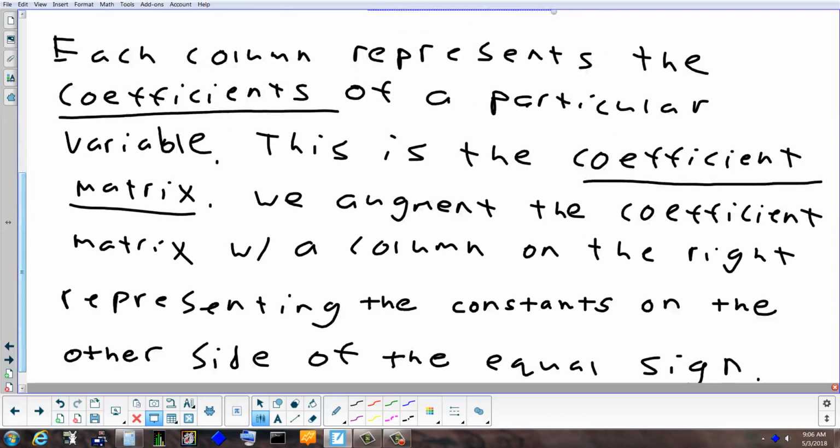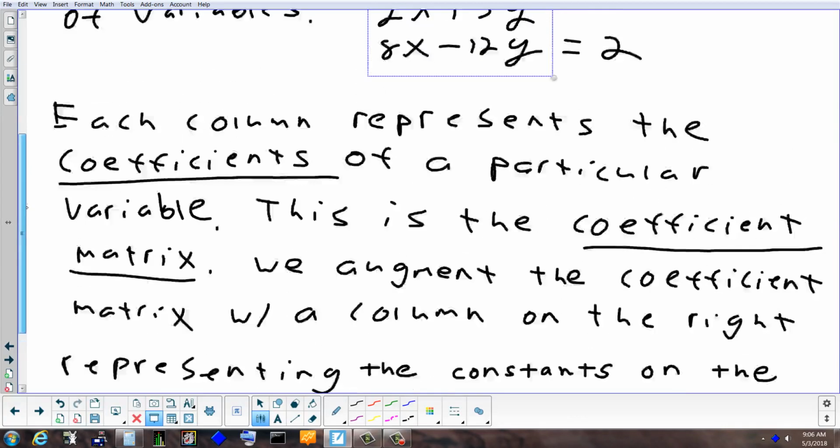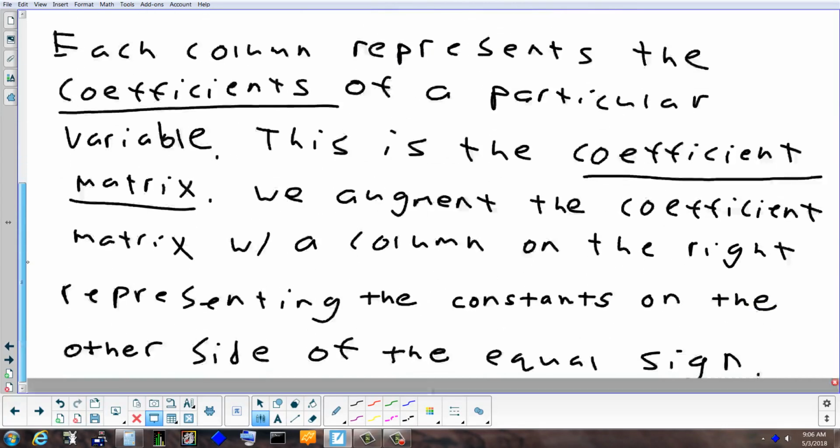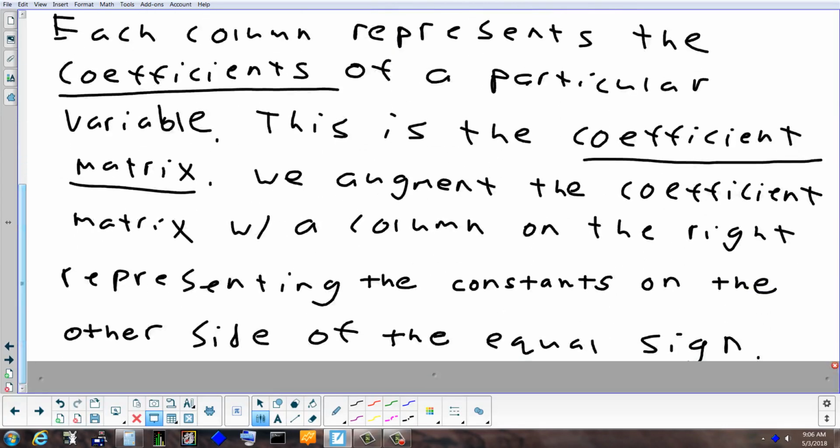And generally, the way we do that is we put a vertical line in the matrix just to separate what's on the left side of the equal sign and what's on the right. Because once you put it in a matrix, you don't have an equal sign anymore. But we want people to remember what was on the right and what was on the left.